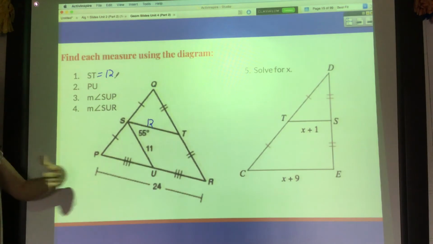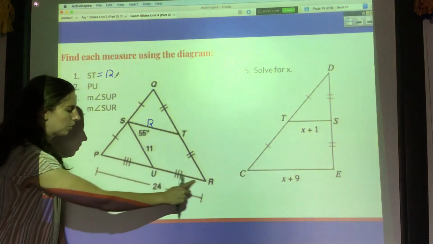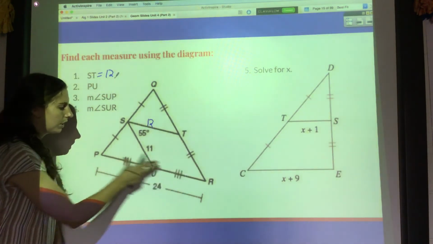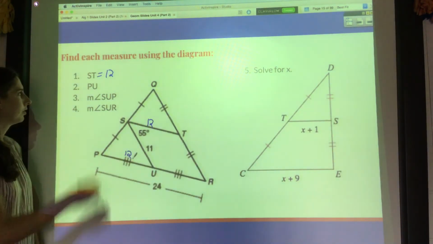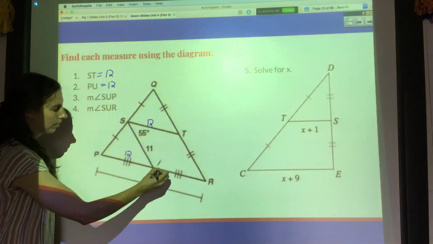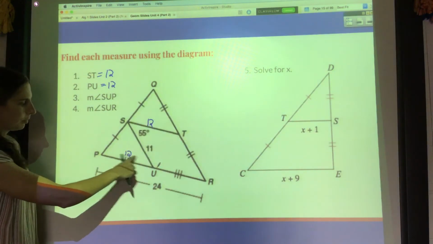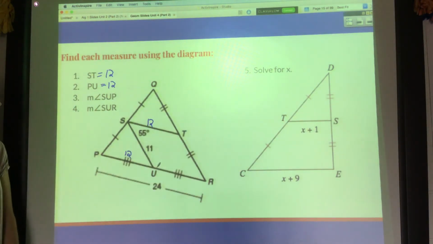PU is right here. Note that this entire thing is 24, cut into two congruent pieces, so this would also be half of 24, 12. That will always happen. If I were to connect all three of these, this would be 12, this would be 12, this would be 12, the whole thing's double that, 24.